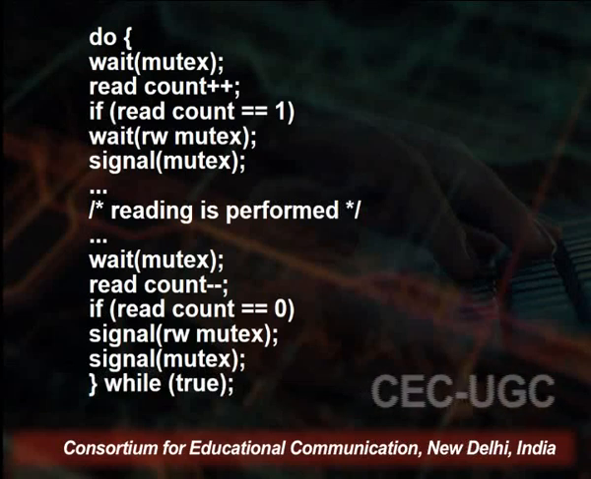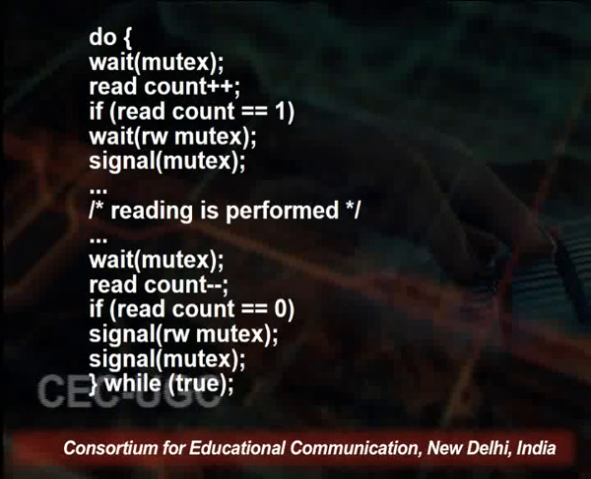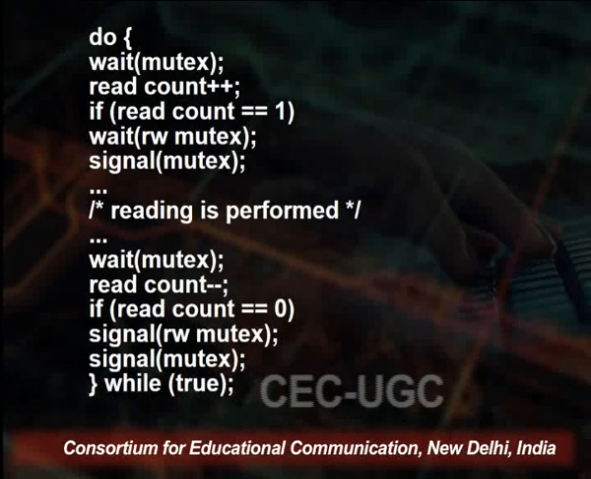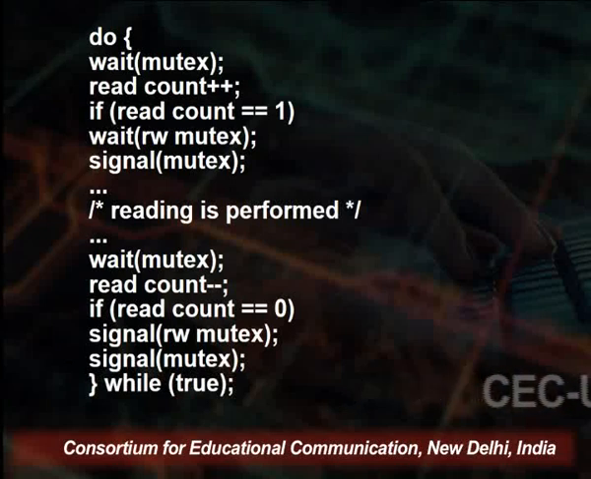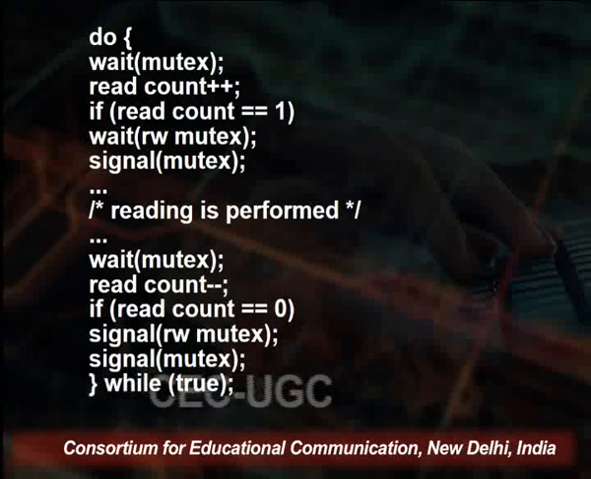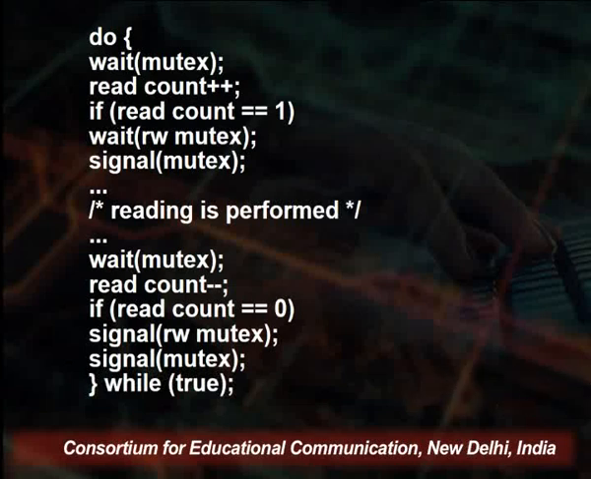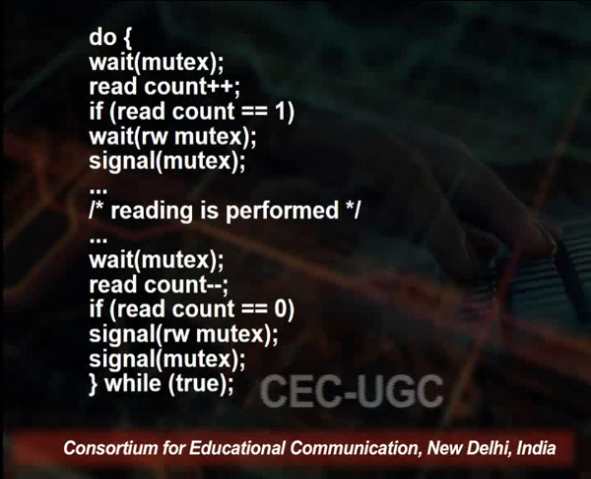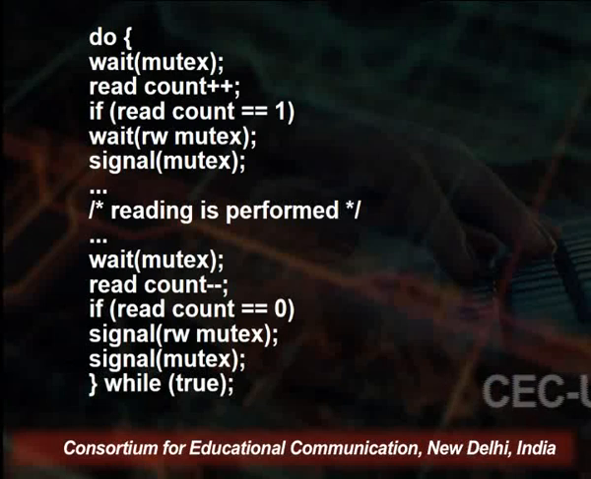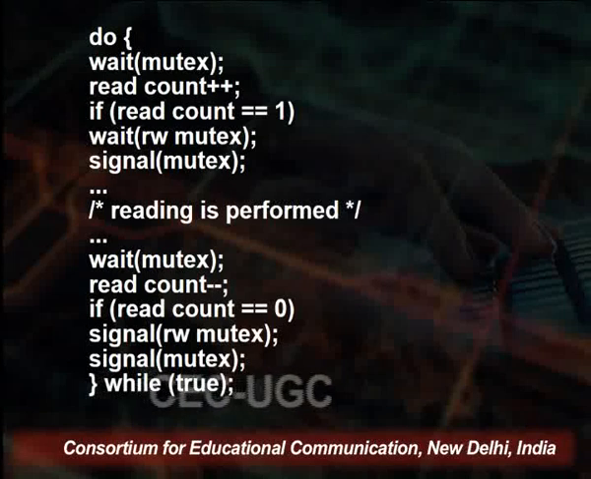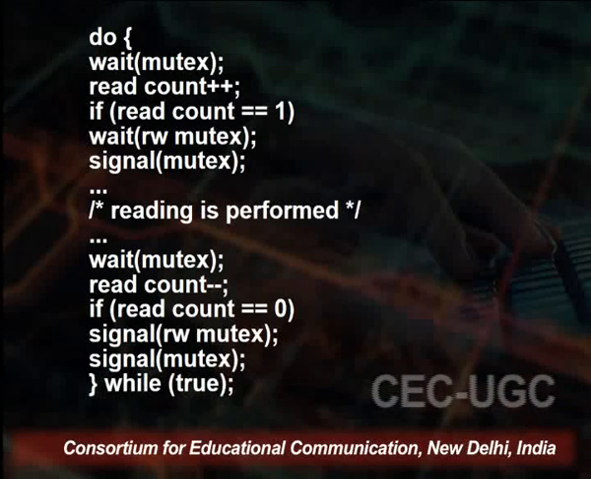So read count equals 1 means we have one process which is performing the reading. So wait RW mutex has been taken, and signal mutex, that means the normal mutex has been released, and then there we have the execution of the reading process, and then we have wait mutex. Again that mutex has been acquired by a reading process.